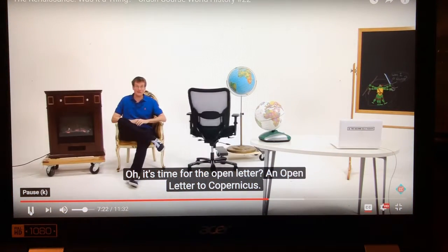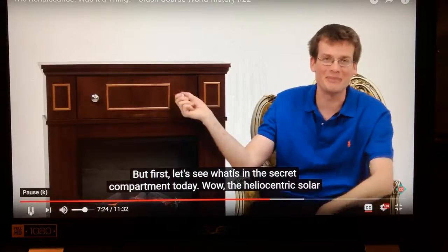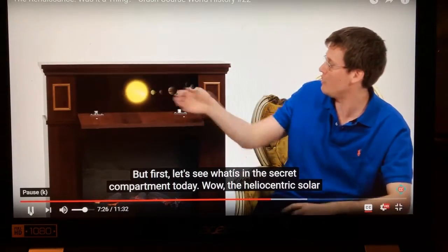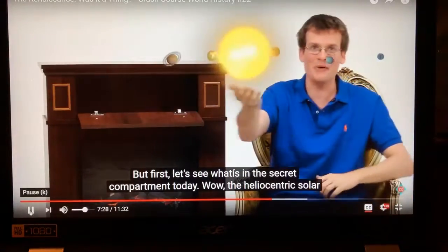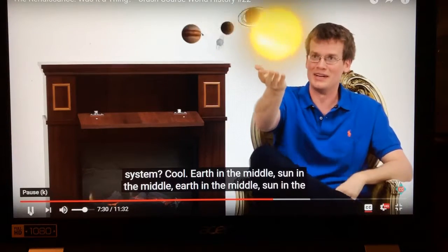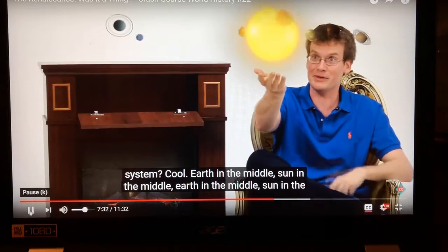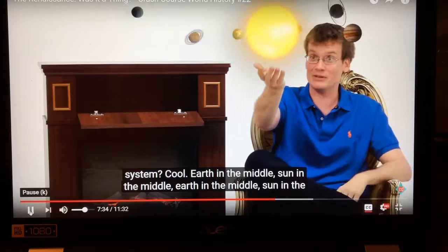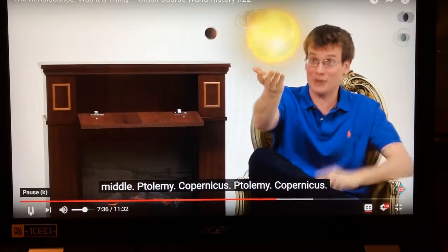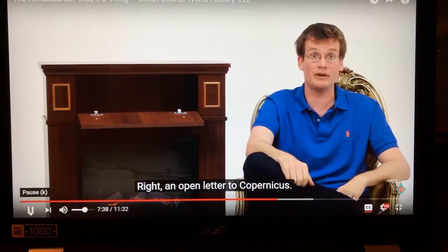An open letter to Copernicus. But first, let's see what's in the secret compartment today. Wow, the heliocentric solar system? Cool. Earth in the middle, sun in the middle, Earth in the middle, sun in the middle. Ptolemy, Copernicus, Ptolemy, Copernicus. Right, an open letter to Copernicus.